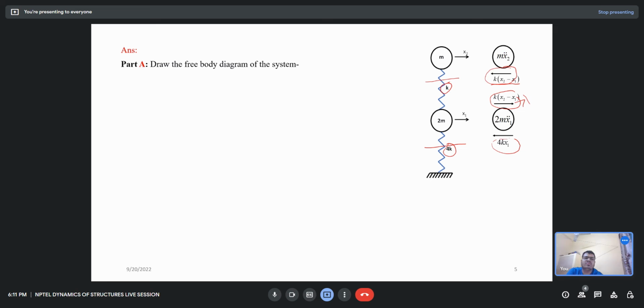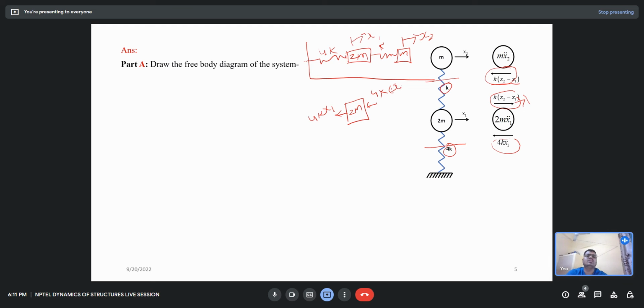You can make this case also, if not understandable, simple, like whatever I have written in the last slide. Spring, mass, spring, and mass. That is 4k, that is 2m, and that is k, that is m. Now if you want to try what your forces will be, this is your x2, this is your x1. So for x1, if you draw for the block that is 2m, that will be 4k into x1, and against this one, 4k x1 minus x2.